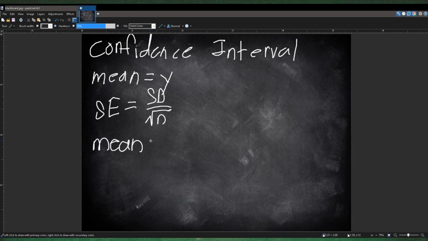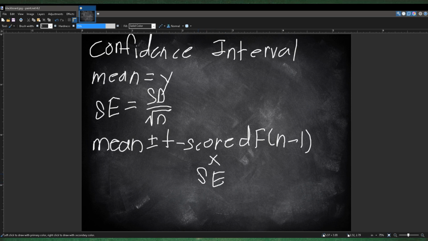And then you basically have to find the numbers. The interval is your y plus or minus your t-score, whatever area you want to find, by finding your degrees of freedom of n minus 1. So if you want a 95% area and you have a sample size of 100, you have to find the inverse t of 0.95 to get the t-score. Degrees of freedom is n minus 1, so 100 minus 1 is 99. You multiply that t-score by the standard error, and you basically get your two numbers.